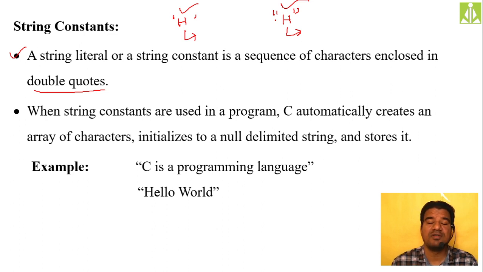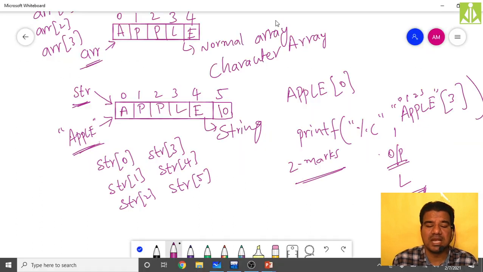Remember this one. Whenever we are creating a string, simply use the double quotations and enclose all characters in that string. Whatever characters you want to put inside a string, simply enclose them between double quotations. The C program automatically creates the character array, stores all those characters in it, and automatically makes the last character a null character.